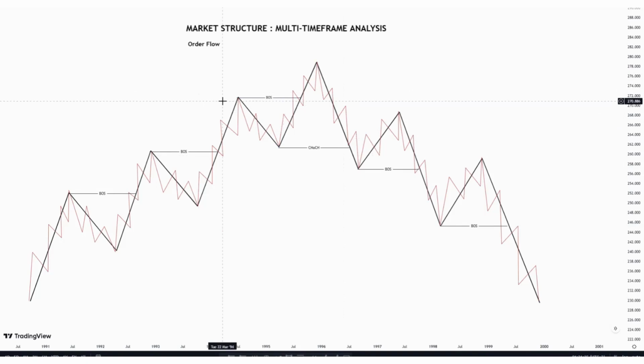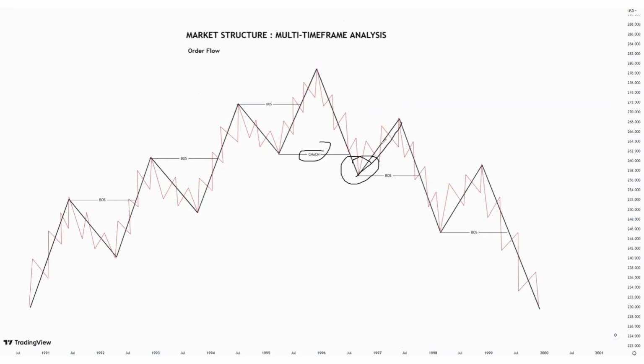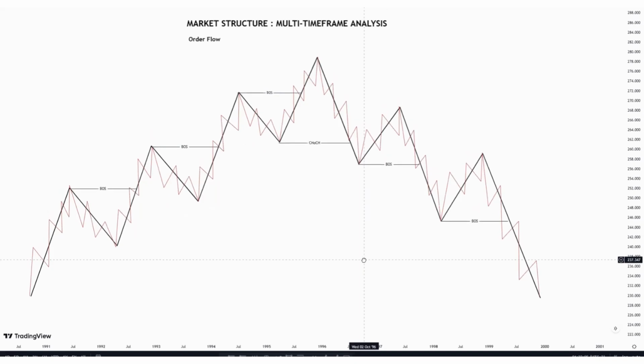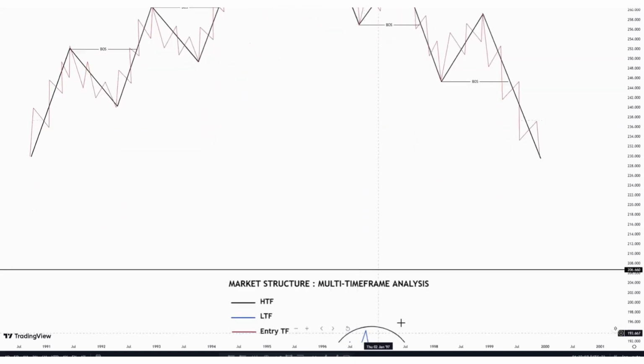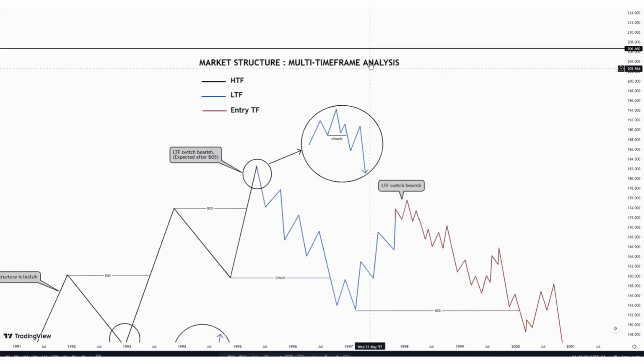Okay, so this one, I think it just explains itself, right? It's the same thing after the change of character. We switch again. So the break of structure, we pull back. After the break of structure, I will pull back. So you go to your internal structure, lower time frame, and be looking for your pullback signals to say, okay, now we are switching bearish or bullish, right?